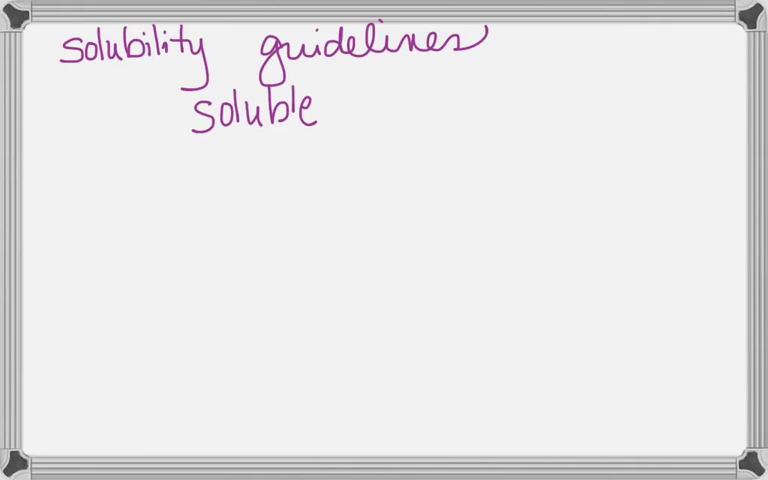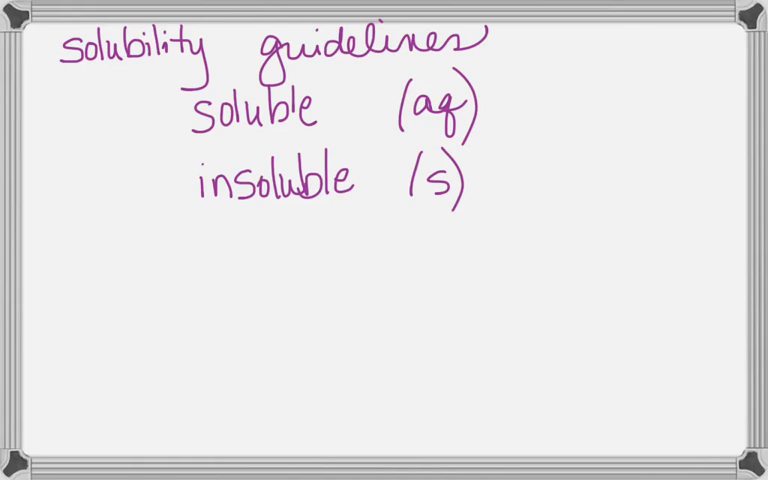If a compound is soluble, that means it dissolves in water. That means we would put AQ. If a compound is insoluble, that means it doesn't dissolve in water. So if we put it in water, we would write an S by it. Now, let's be sure you understand how to read that table.